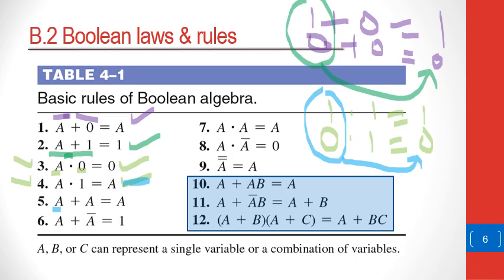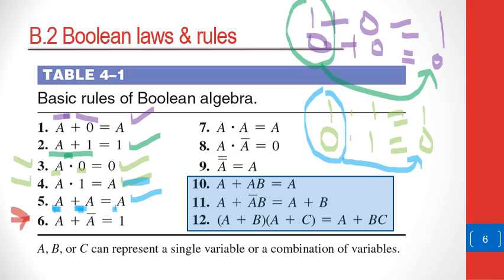Rule number 5 says that if you have A or A, then your output is A. What this simply means is, if for example your A is 0, then you will have 0 or 0, and your output is going to be 0, which is also A. If you have your A as 1, you will have 1 or 1, which means your output is going to be a 1, which is also the value of A. So it makes sense in that sense. The other interesting one is rule number 6.